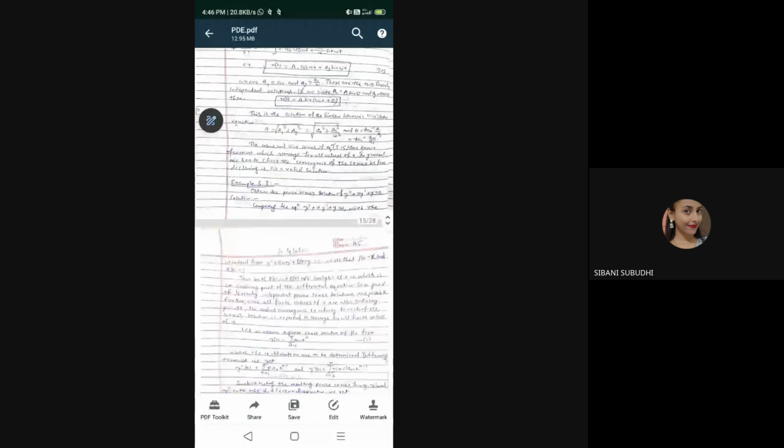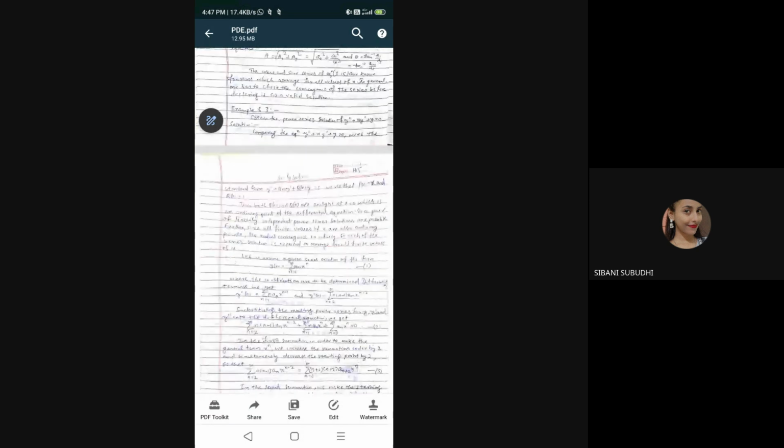So let us have some other example. y double dash plus x y dash plus y is equal to 0. Now, this can be written as y double dash plus p(x) y dash plus q(x) y is equal to 0, where p(x) is equal to x and q(x) is equal to 1.